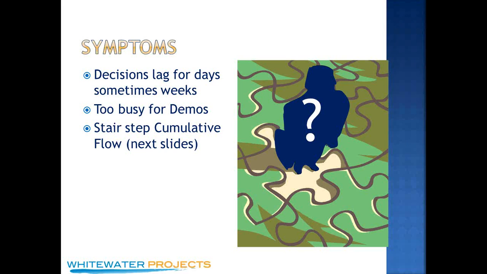Some of the symptoms: decisions that lag for days, right? You need a decision made quickly, and in Agile, this is what we need. We need decisions that can be made like this. Boom, boom, boom. Immediate decisions that can be made on our products because we need to be agile, the ability to change quickly. And if we have to wait for days or sometimes weeks for the product owner to get back to us with an answer, that's the problem. That's going to slow down development.